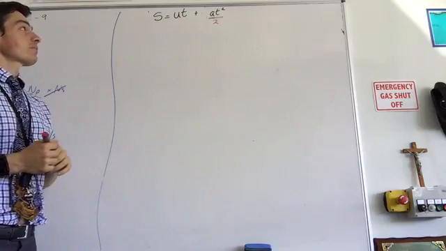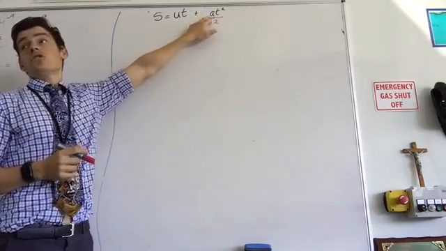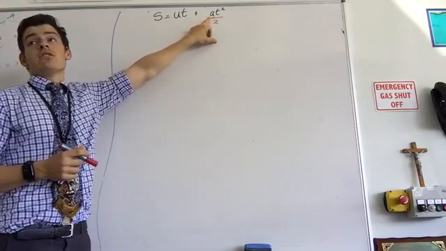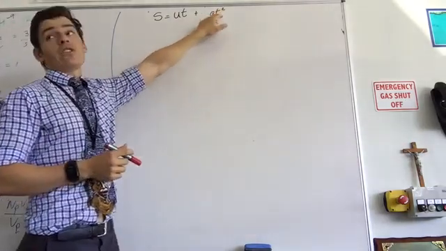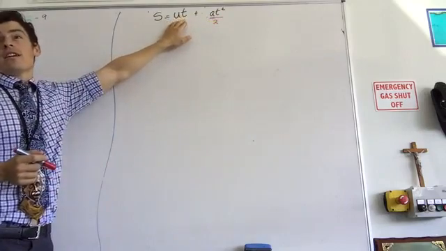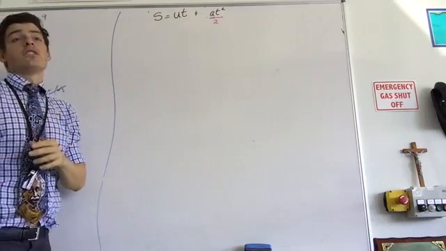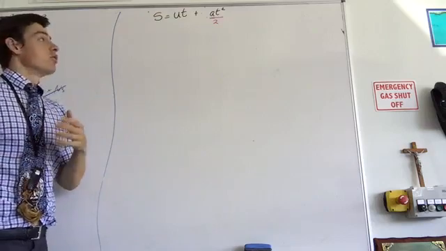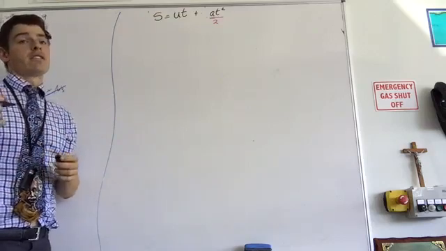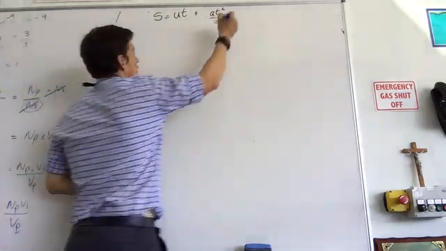So, I ask myself, what's the 2 doing to the a? Dividing. What's the t squared doing to the a? What's the ut doing? Adding. So what should I attack first? The ut. How do I remove the ut, Ava? So I'm going to subtract ut from both sides.